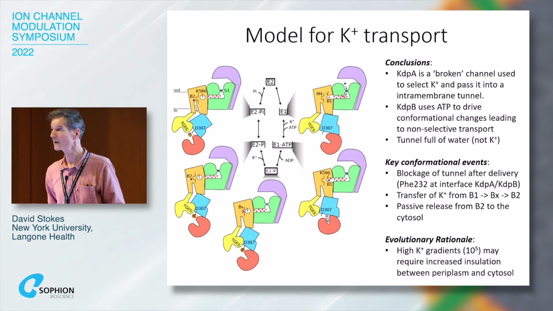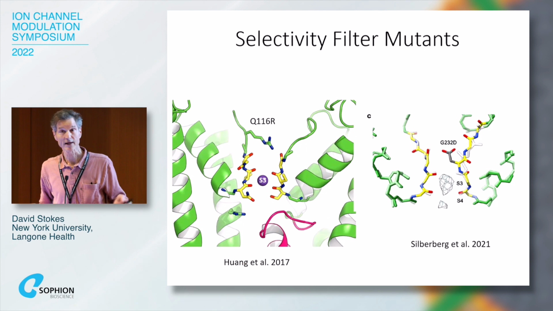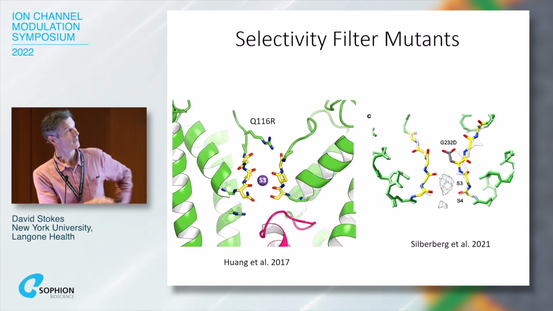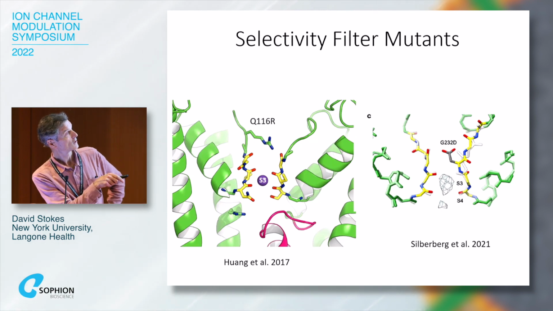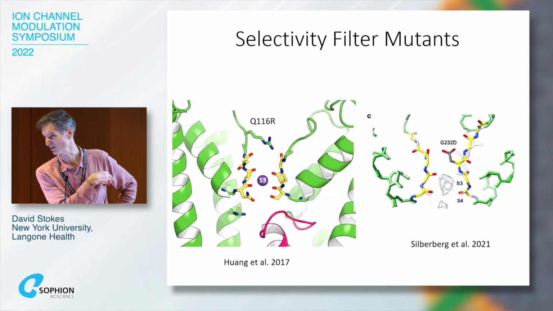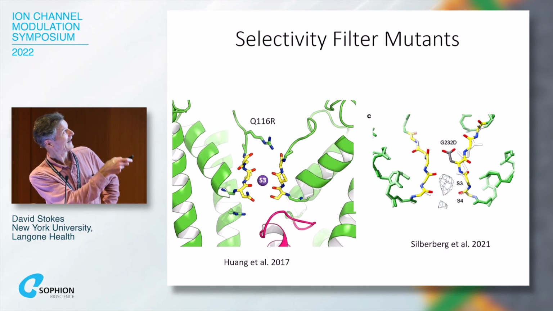That would be my speculation. Okay, so the final thing, since you're a channel crowd and you like selectivity filters, is a couple of mutations to the selectivity filter. So here's one. Selectivity filters are glycine rich. So this is a mutation on one of the glycine residues, which you would think would completely screw up a selectivity filter. And then this is one that's just on the periphery.